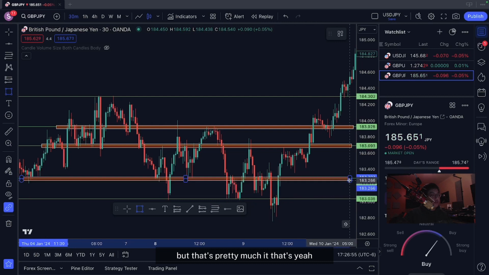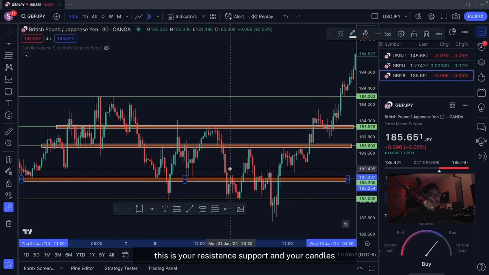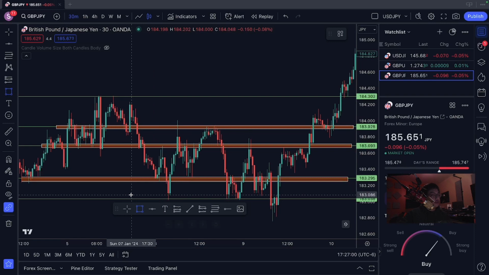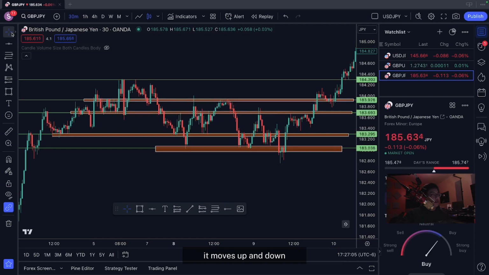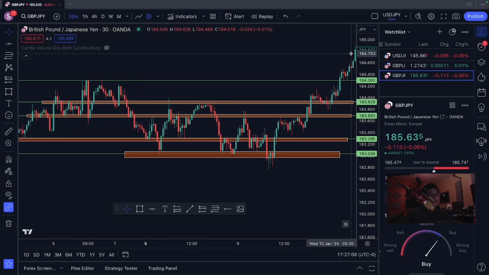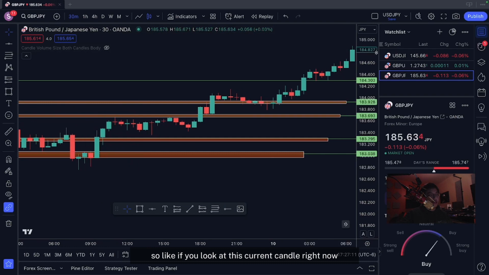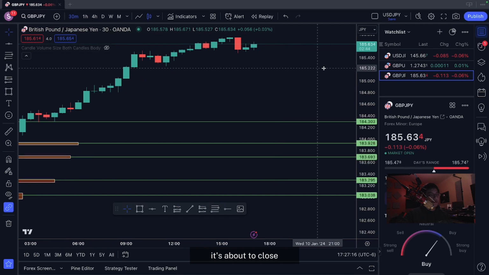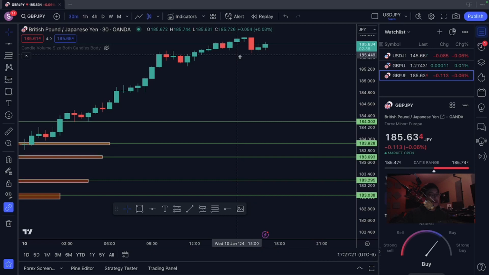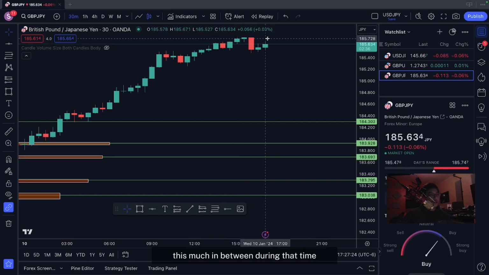But that's pretty much it. This is your resistance, support, and your candles. But for candles, like I was saying, it moves up and down. So if you look at this current candle right now, it's about to close. So this 30-minute candle, it's about to close. So it's only moved this much during that time. So once it closes, it'll either close something similar to this.